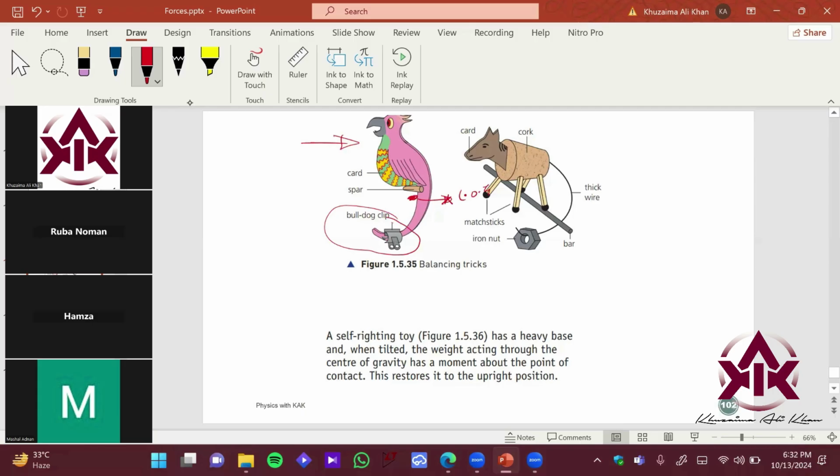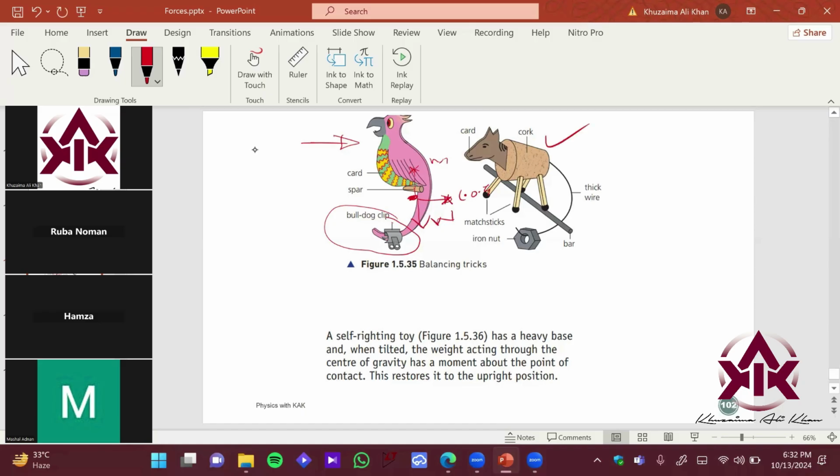And this parrot, let's say this was the center of mass, right? This was the center of mass, and this makes sure that this vector passes through the center of gravity, right? So it makes sure it is balanced out, right? Similarly for this toy also over here.